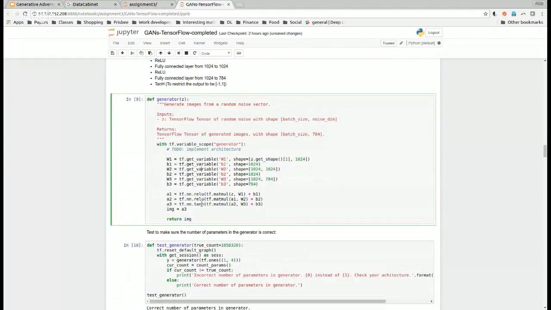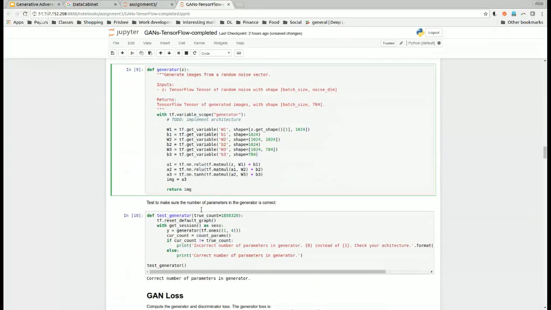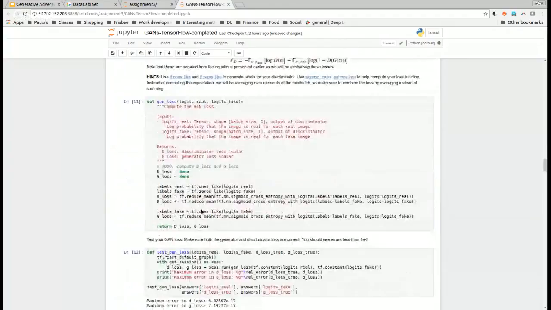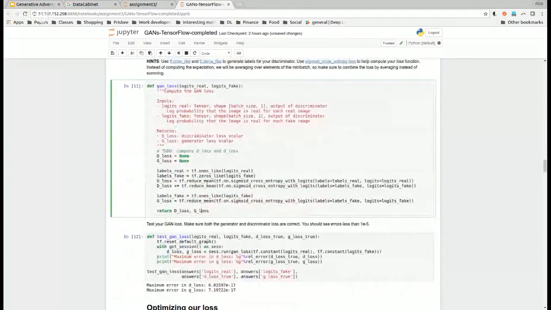Why use tanh? Because of what we mentioned in the best practices for stability: we want our generator to output between -1 and 1, and the tanh function outputs between -1 and 1, and symmetrically too. So, okay, very straightforward generator. You test that, and okay.